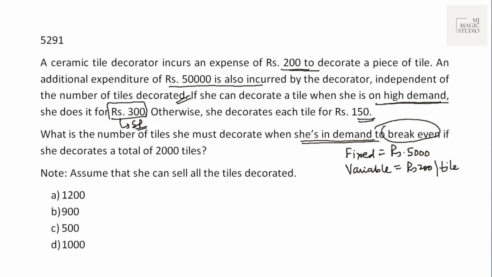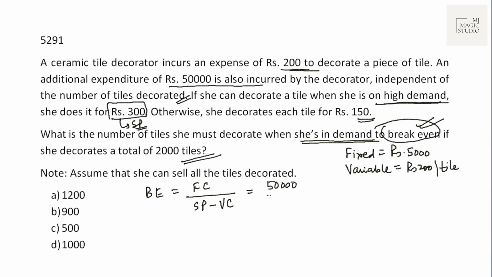That means no profit, no loss. If she decorates a total of 2000 tiles, which is irrelevant because we are supposed to find the break even only, assume that she can sell all the tiles decorated. Break even formula is very simple: fixed cost divided by selling price minus variable cost. Just please try to remember this formula.